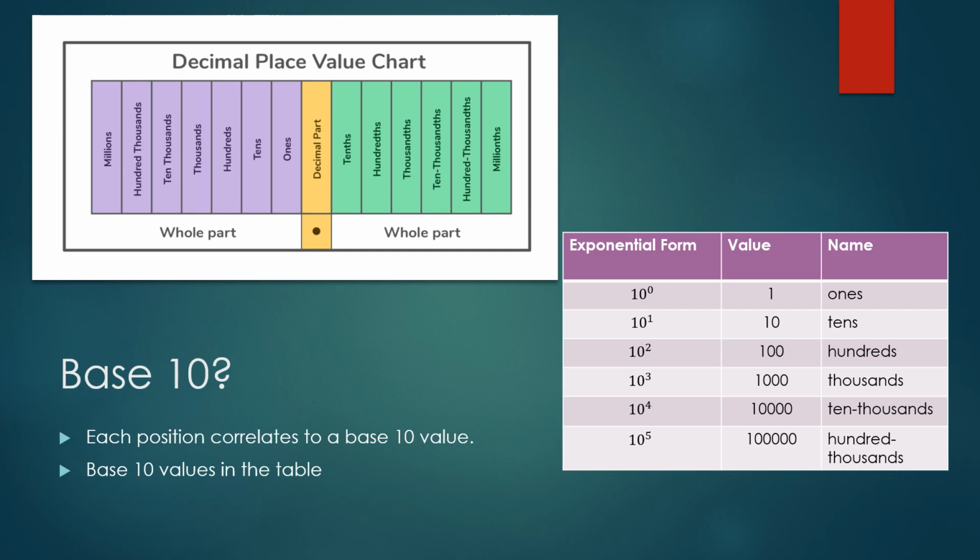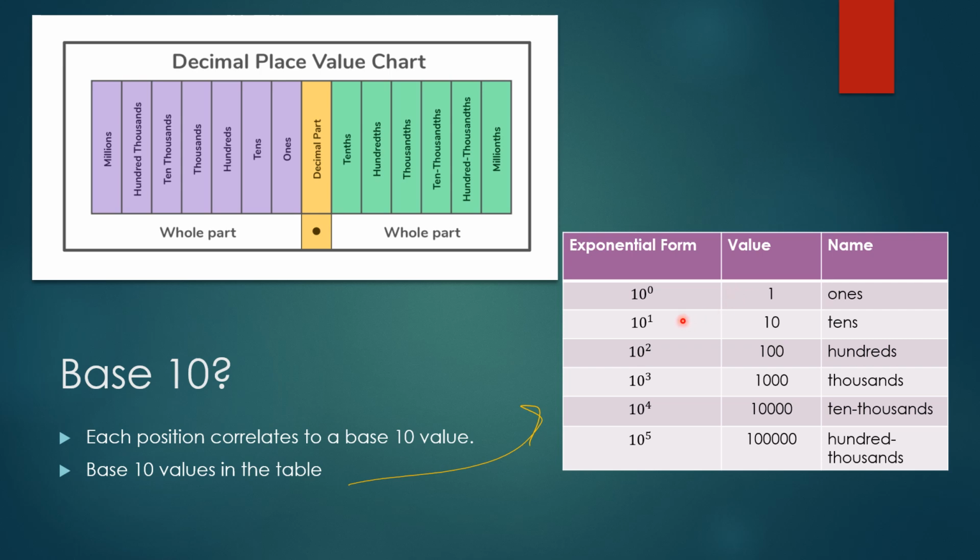So here is a couple of decimal charts and a way to look at the base 10 system. What do they mean by base 10? Each position correlates to a base 10 value. If we look at the table over here, we'll see that we have an exponential form, the value, and its name. If 10 is raised to the 0 power, then the value of that becomes 1. 10 to the 0 power is 1. This is then the ones place.